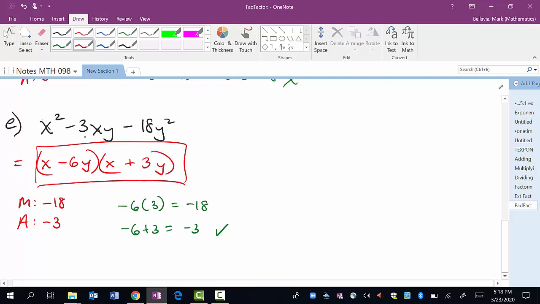Sometimes people ask me, like, what happened with the middle though? Why is it xy? Let's take a look at what happens if you were to check this by multiplying through using FOIL. So you have x minus 6y times x plus 3y, right? So this is my check here.